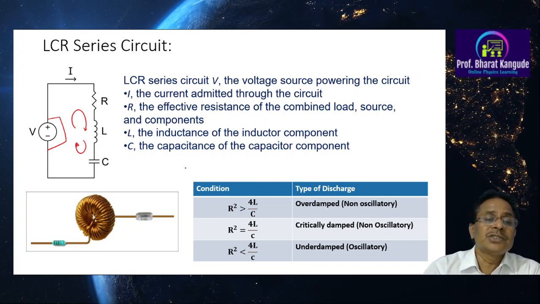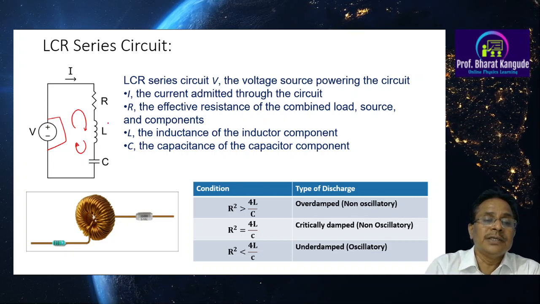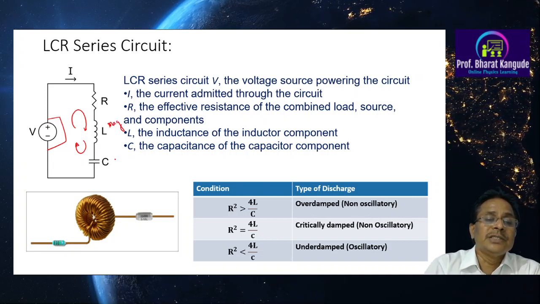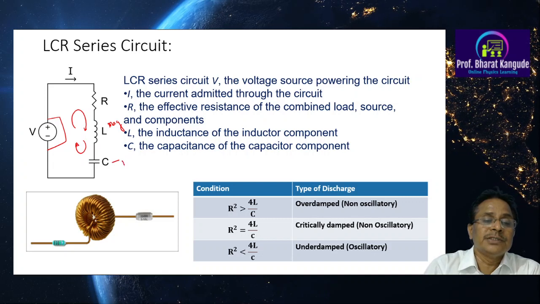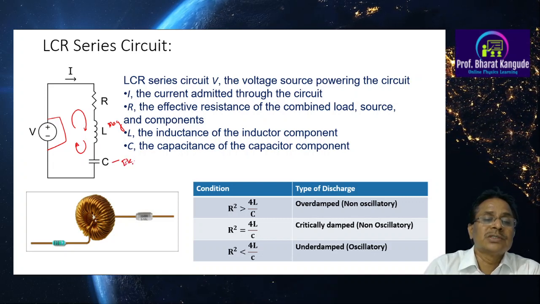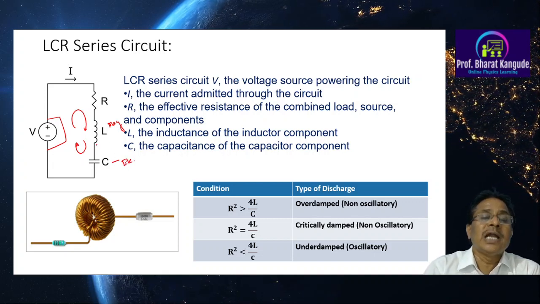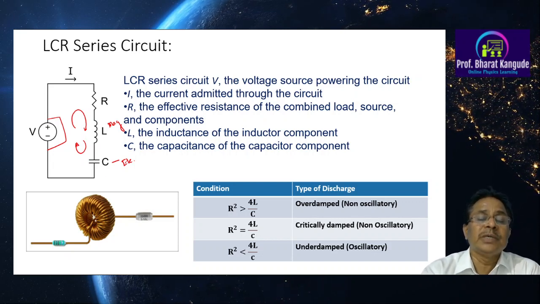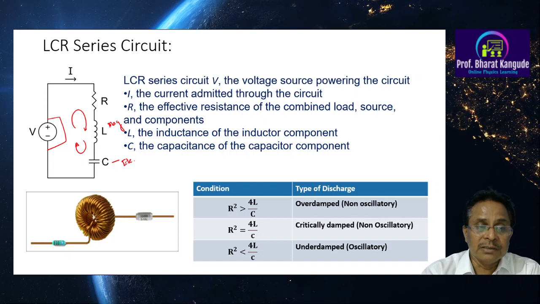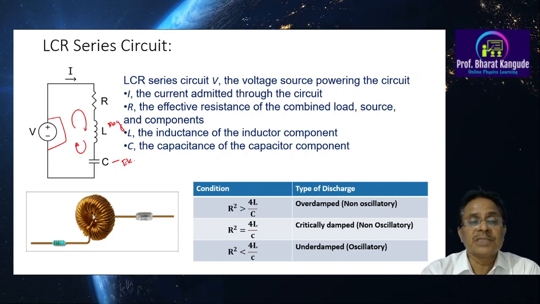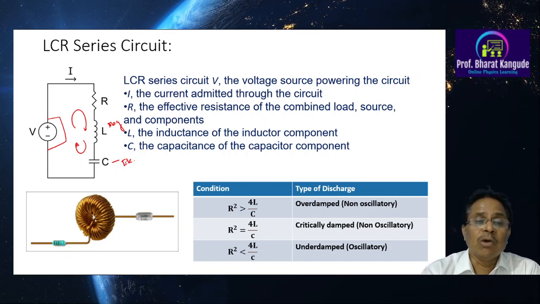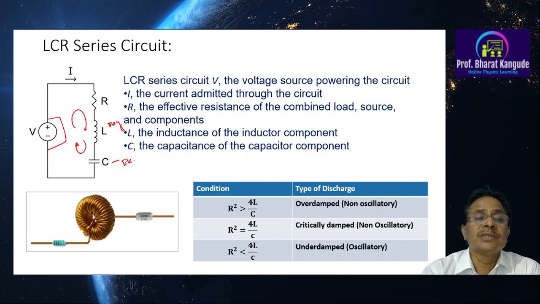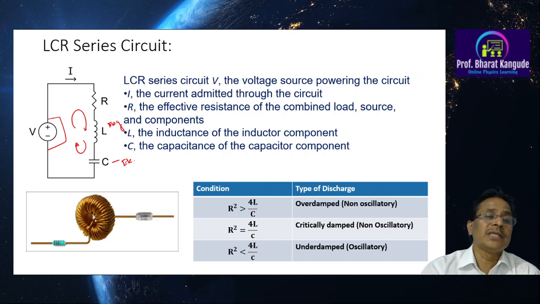The energy stored in the inductor is in the form of magnetic energy, and the energy stored in the capacitor is in the form of electrical energy. So this conversion from electric to magnetic and magnetic to electric takes place in such an LCR series circuit, and every time this current passes through this resistor, according to Ohm's law, there is always a certain loss, and this loss is called ohmic loss.